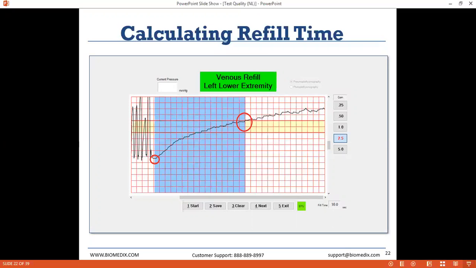The top red line is the patient's baseline. And so once the trace returns to that line, the patient's done refilling, and we're ready to go onto the next leg or onto another test. You can see here that this patient has a refill time of about 16 seconds.